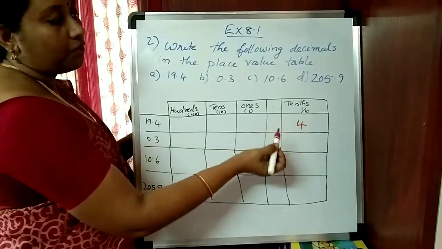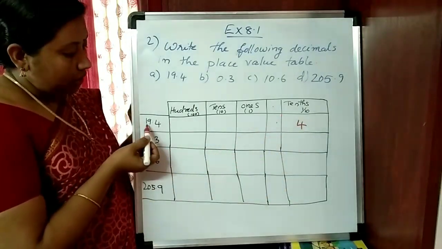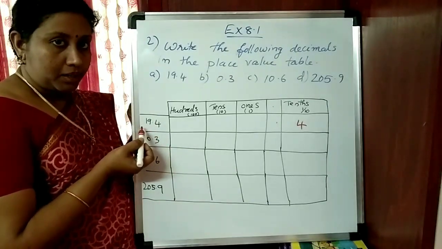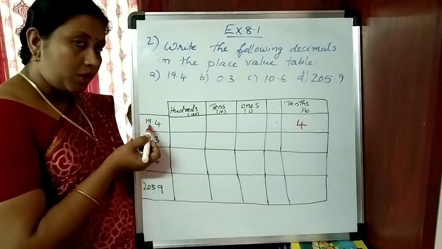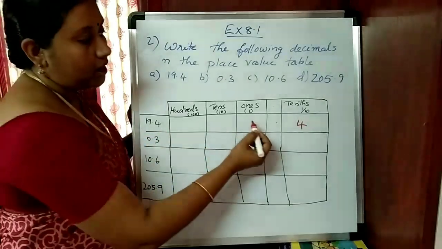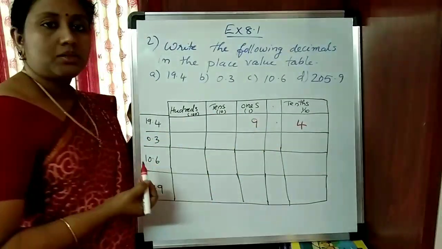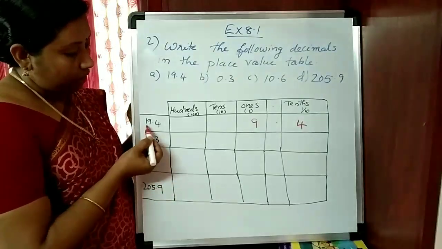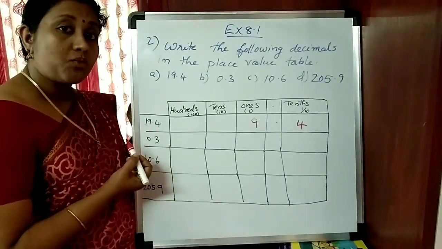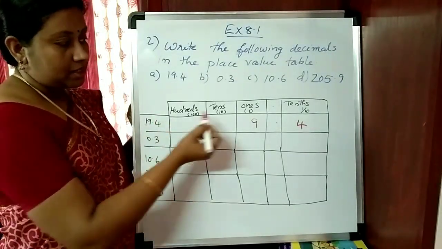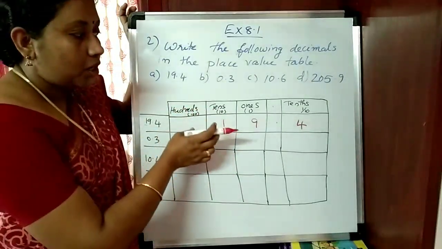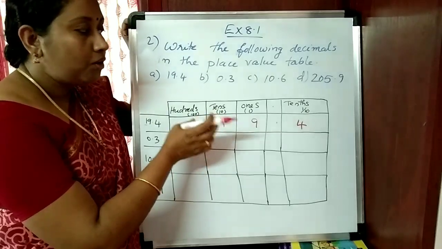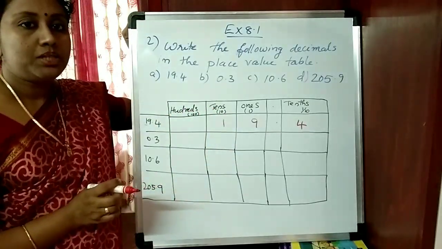So here you write 4. This is the decimal dot. Then in the whole number part, which number is that? 19. So what is the place value of this 9? 9 ones. So here you write 9. Then 1. What is the place value of this 1? Tens. So here you write 1. So this is the position of 19.4 in a place value table.